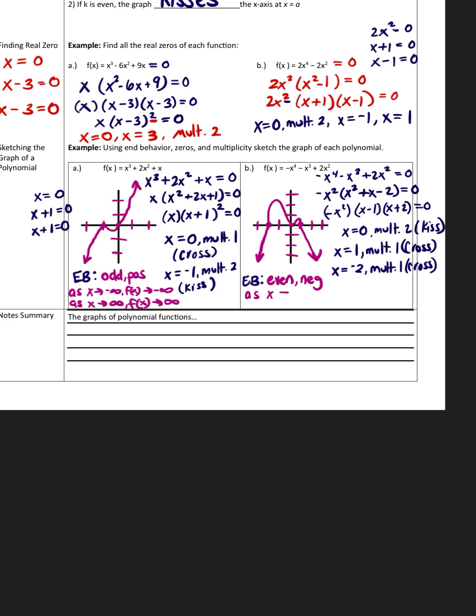So as x approaches negative infinity, f of x approaches negative infinity. As x approaches positive infinity, f of x approaches negative infinity.